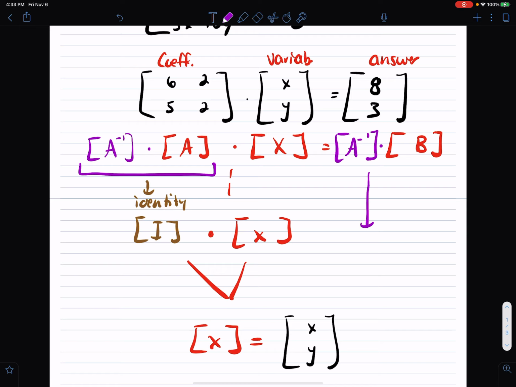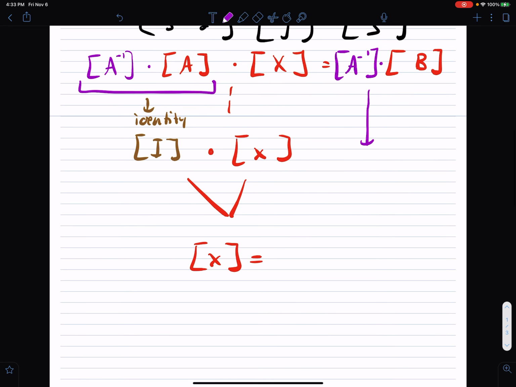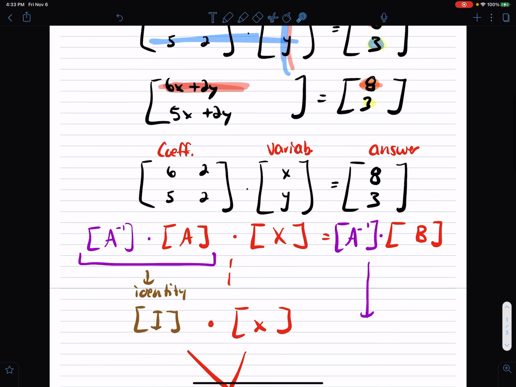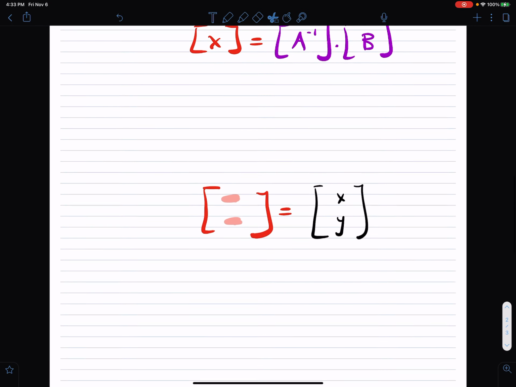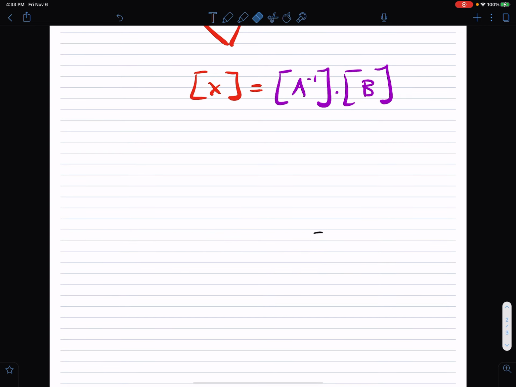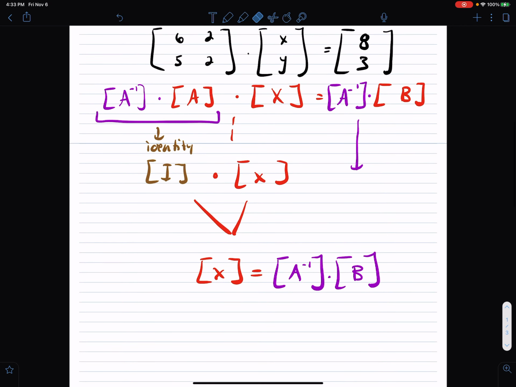If we carry down that work, on the right side our matrix X is going to be the same thing as the inverse of A times the answer matrix. And that's going to be our clue to solving this system. If I know what matrix A is, I can find its inverse and multiply its inverse by the answer matrix. And that's what we have symbolically right here.